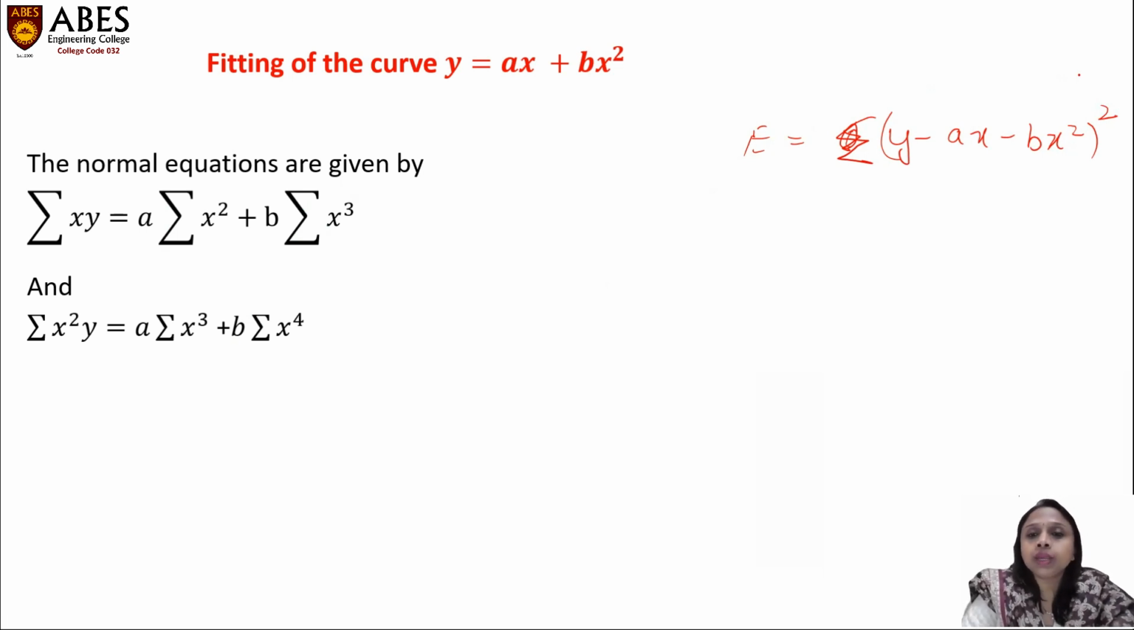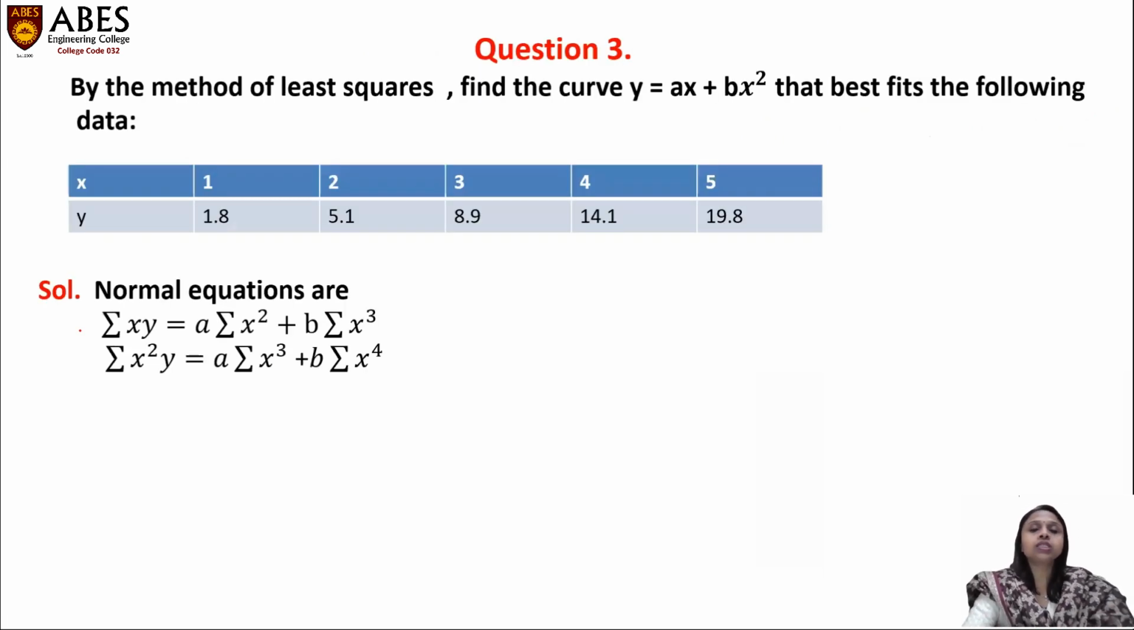On solving by method of least squares, that is del u by del a equal to 0 and del u by del b equal to 0, we get these two normal equations for this particular curve. That is summation xy equals a summation x square plus b summation x cube, and summation x square y is equal to a summation x cube plus b summation of x to the power 4. So let us consider one question regarding it. By method of least squares, find the curve that best fits this data, where x is from 1 to 5, and we need to fit this data, that is y equal to ax plus bx square.